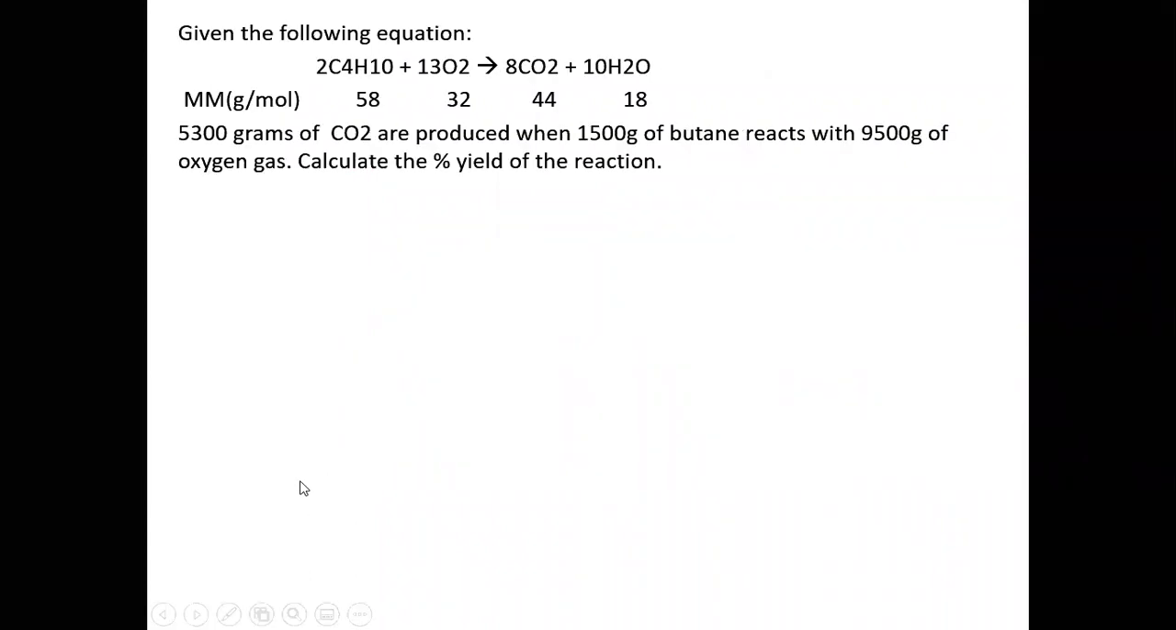So when we're doing these problems, you should see a very similar repeat pattern. We're doing the same thing, but we're just changing the numbers. So here we have this combustion reaction. We have butane plus oxygen gives us CO2 and H2O. If we have 5,300 grams of CO2 are produced when we react 1,500 grams of butane with 9,500 grams of oxygen gas, calculate the percent yield.